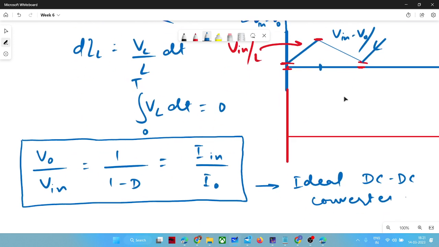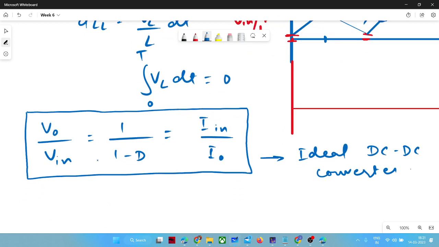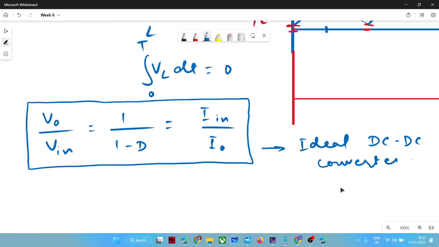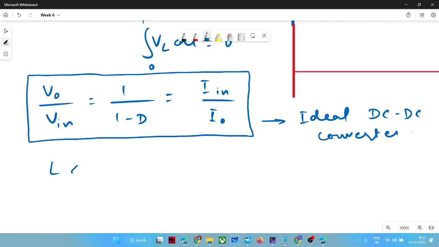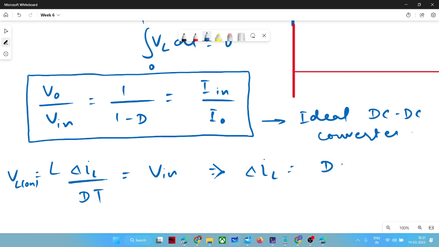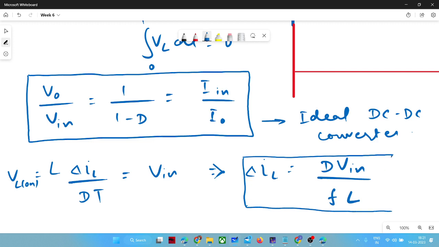So what about the ripple in inductor current? Again, we have to follow the same procedure. L del IL by dt. During turn on, what is the voltage? V in. So del IL we can write as D V in by f L. So the magnitude of ripple in current will be D V in by f L.